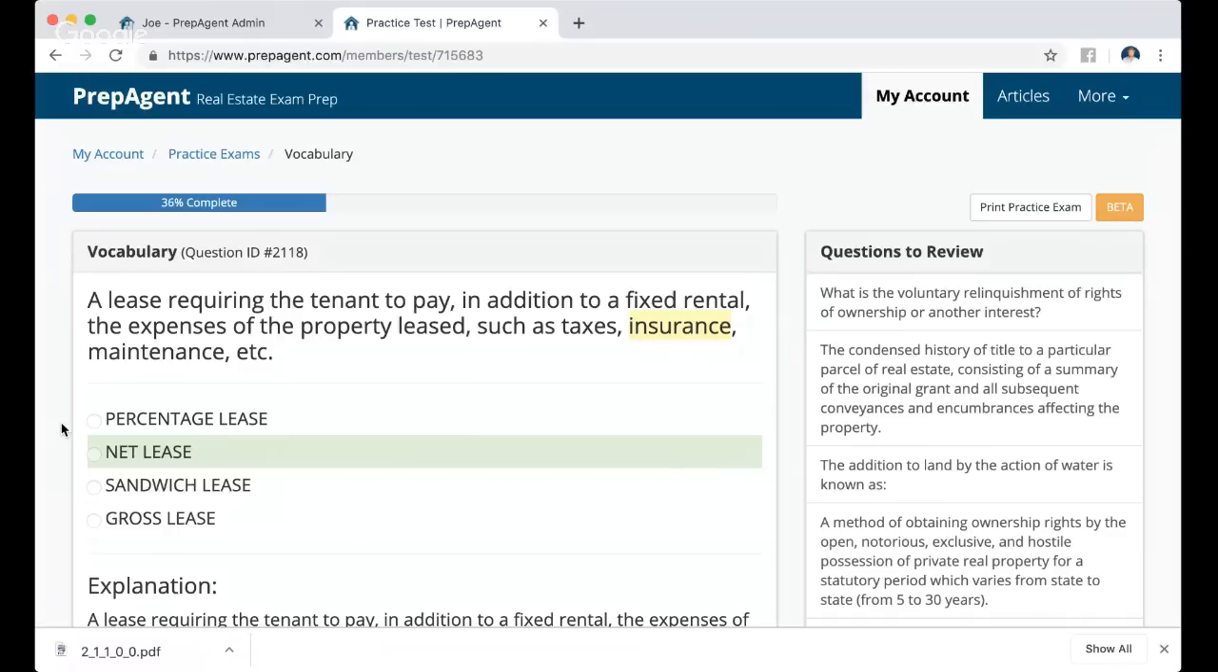Congratulations, Jeremy. Okay, what is a percentage lease?